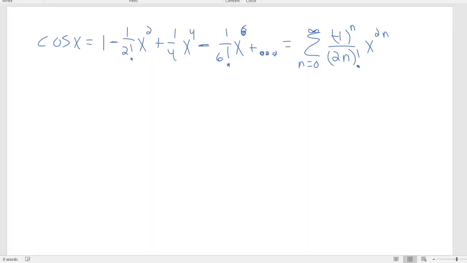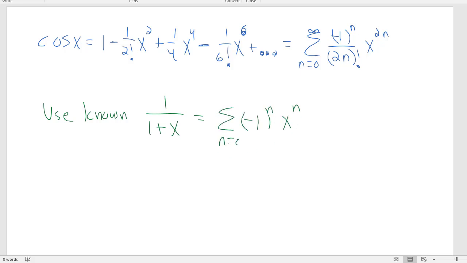So what I want you to do for me is take a derivative and create a power series for a new function. We're going to come back and I want you to use the known series for 1 over 1 plus x that we had. That was negative 1 to the n, x to the n, where n goes from 0 to infinity. So I want you to use this known series and take a derivative.